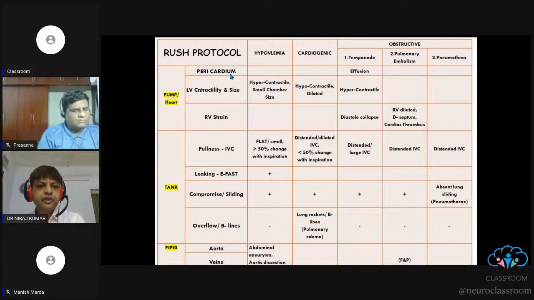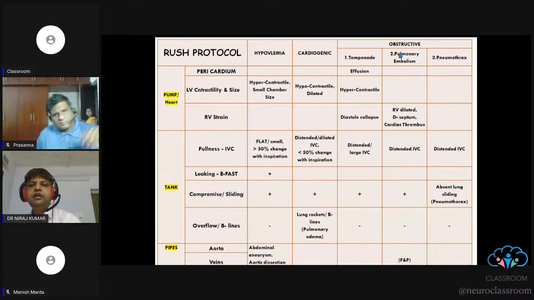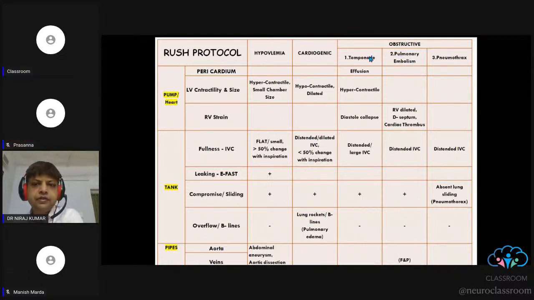Then there are different kinds of shock: hypovolemic shock, cardiogenic shock, and obstructive shock. In obstructive shock, there are mainly three things: tamponade, pulmonary embolism, and pneumothorax. You just scan the heart, lung, IVC and the tank area, and you will come closer to your definitive diagnosis. First of all, see the pericardium. If you are seeing any effusion, there is a tamponade.